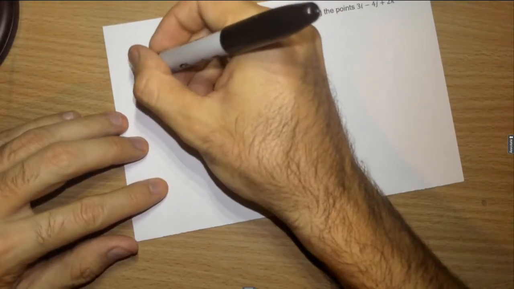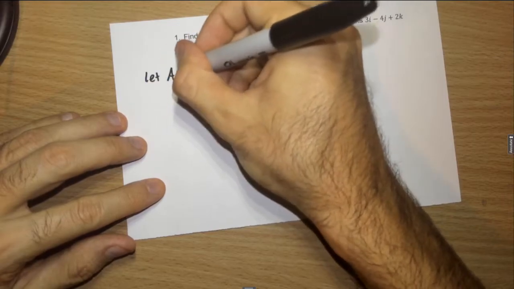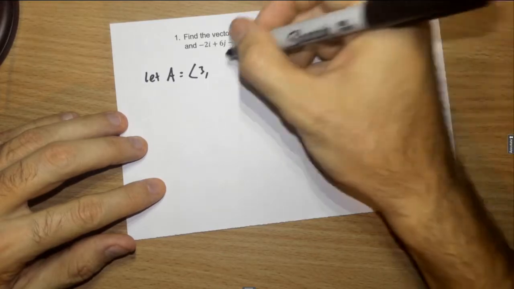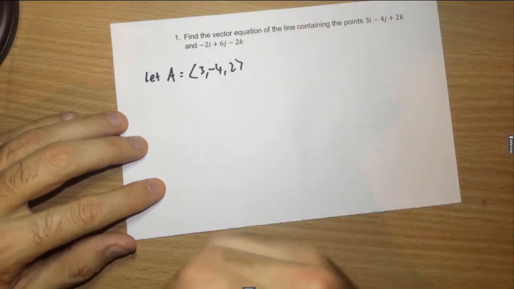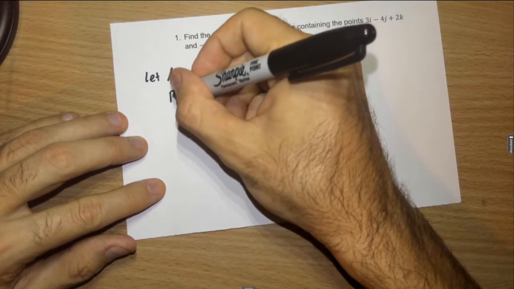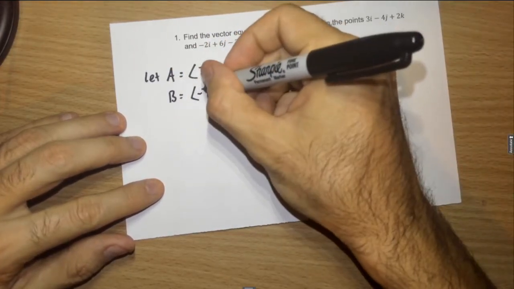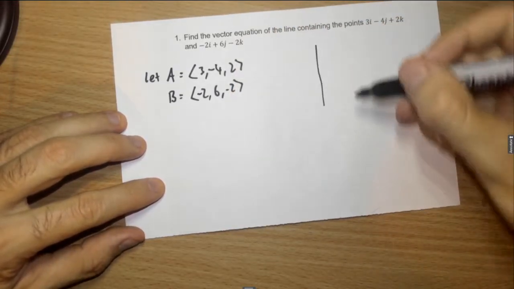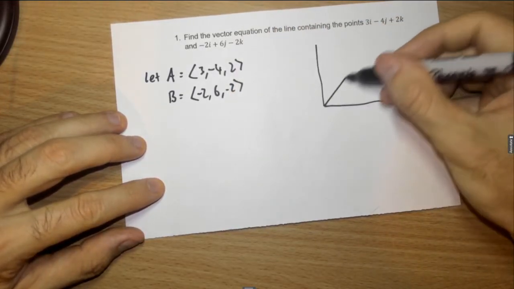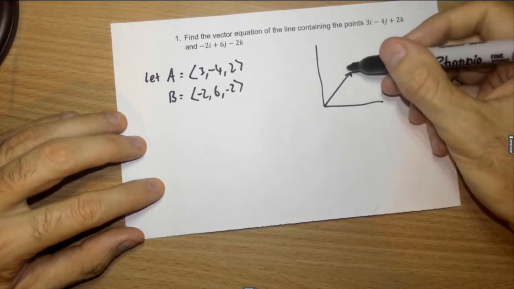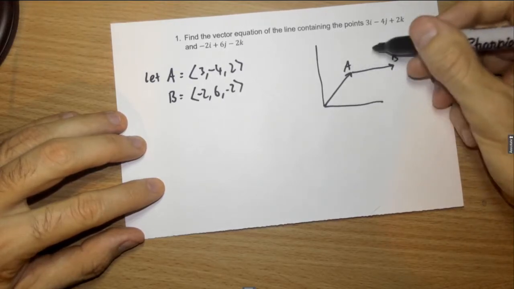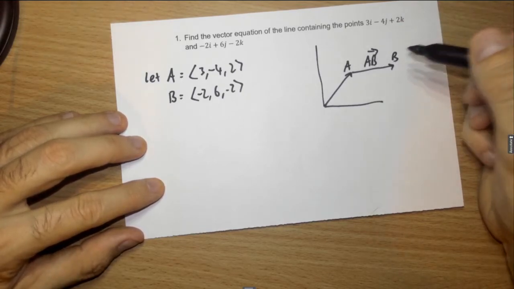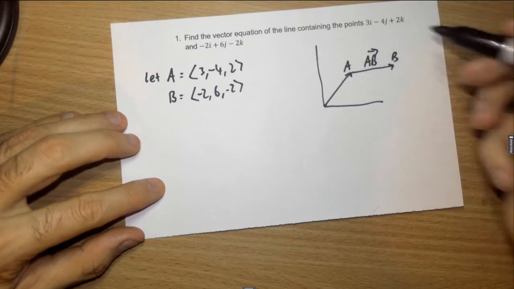So first of all, I'm just going to write down let A equal, and I'm going to write this as a vector, 3, minus 4 and 2, so that's my vector A, and I'm going to let vector B be the other vector, minus 2, 6, and minus 2. In the first video, what we saw was that to find the vector equation of a line, we just need a point in the line A, and we need the direction of the line going from A to B. The next thing I'm going to find is this direction vector AB.